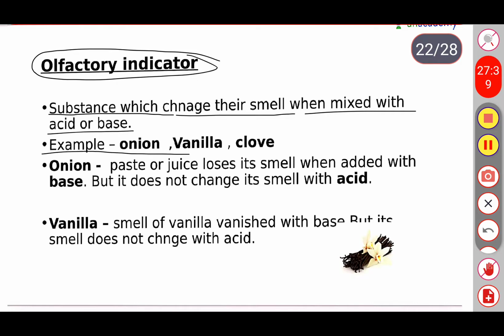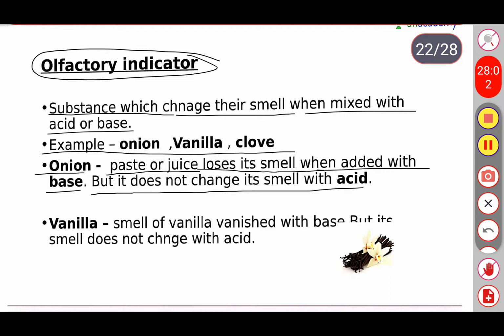And next one, onion. The paste of onion or juice of the onion loses its smell when added with the base, but when it is added with the acidic solution, the smell will not change.